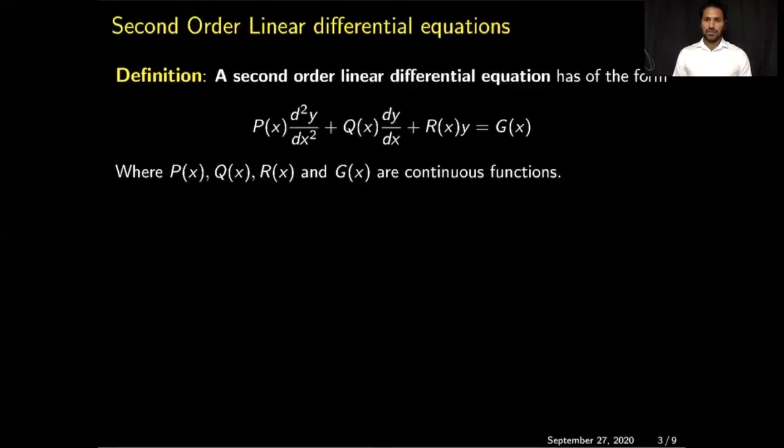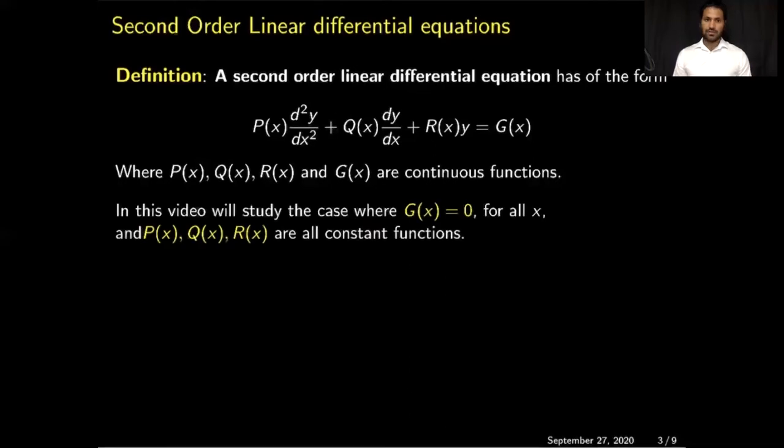A second order differential equation has this general form: a function p(x) times the second order derivative of the function y with respect to x, plus another function q(x) times the first order derivative, plus a third function r(x) times y is equal to g(x), where the functions p(x), q(x), r(x) and also g(x) are all continuous.